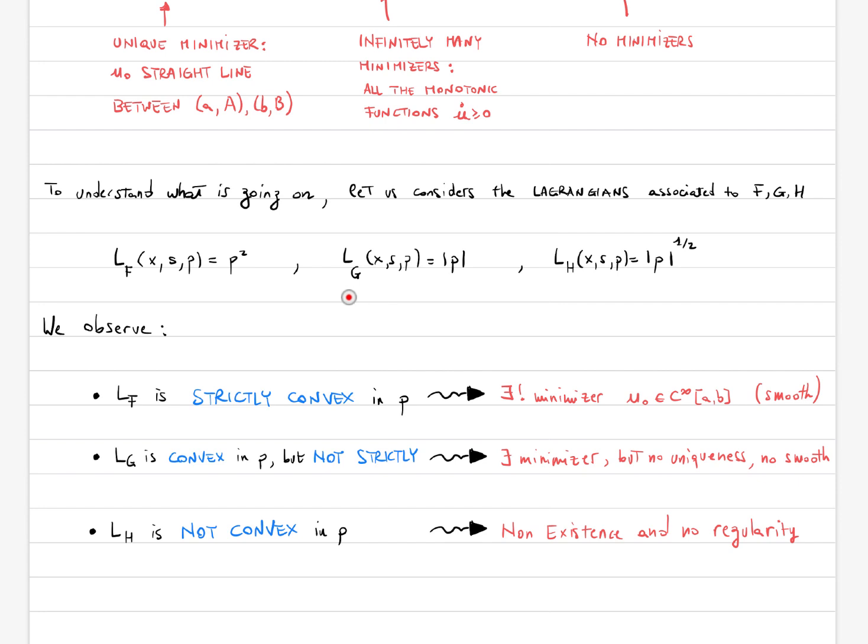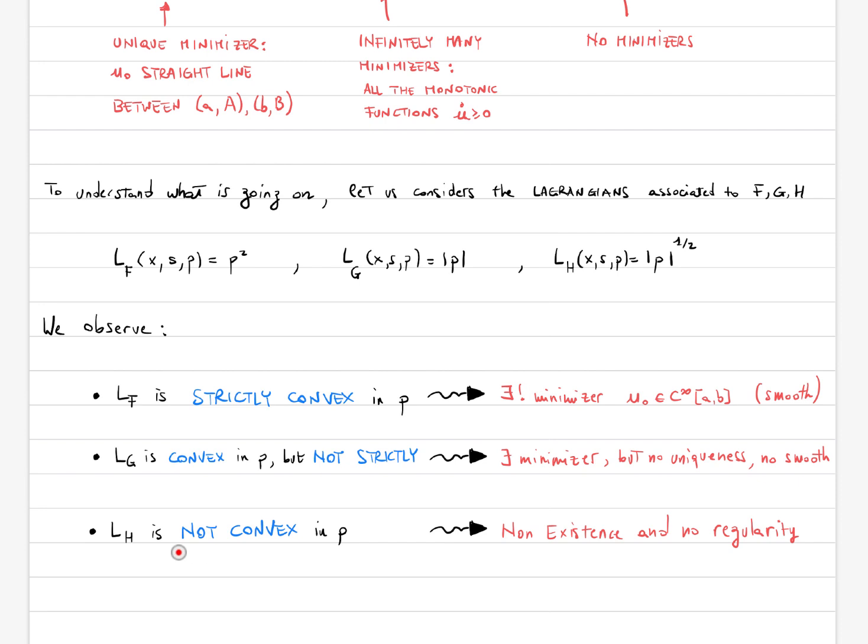Instead, the Lagrangian for g is convex, because the absolute value of p looks like this, but it's not strictly convex. And in this case, we saw that for sure we have existence of minimizers, but we might not have uniqueness, and maybe they're not even regular, because here they were just the monotonically increasing functions. So you can also have something which is not C infinity. It is sufficient for it to be increasing, or non-decreasing to be more precise.